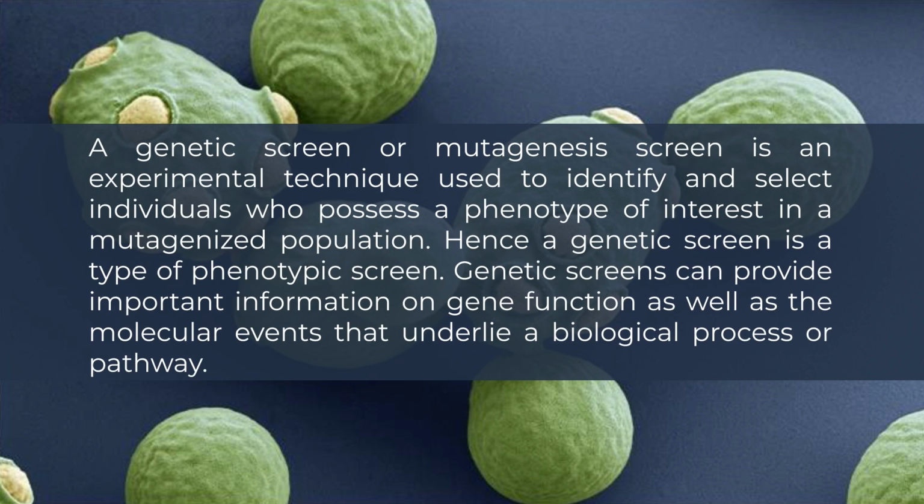A genetic screen, or a mutagenesis screen, is an experimental technique used to identify or select individuals who have the phenotype of interest in a mutagenized population. You have a mutagenized population, let's say 10 types of mutants, but you have to select only one mutant. So it's like a screen, or you can say a filter, which is used to select and identify a particular type of mutant. Hence, a genetic screen is a type of phenotypic screen or filter.